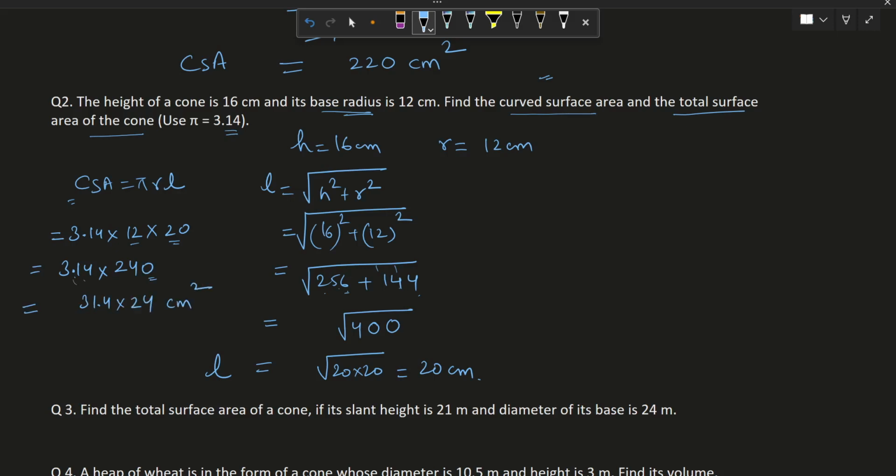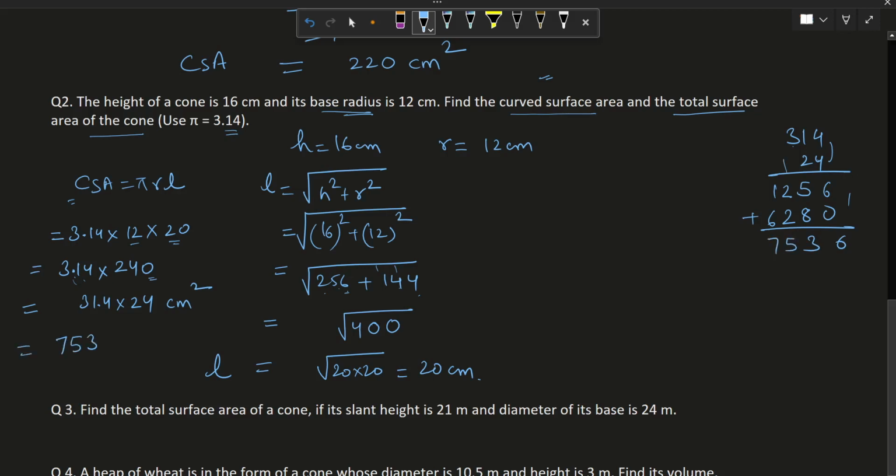We have to multiply it, students. Okay, 314 into 24. Let's multiply it faster. 4 fours are 16, 1 carry over, 4 ones are 4 plus 1 5, 3 4 12, 2 fours are 8, 2 ones are 2, 2 threes are 6. When you add it, you'll get 6, 3, 1 carry over 5, 7, 5, 3 and 6. 6, 1 decimal place. This much is the curved surface area.